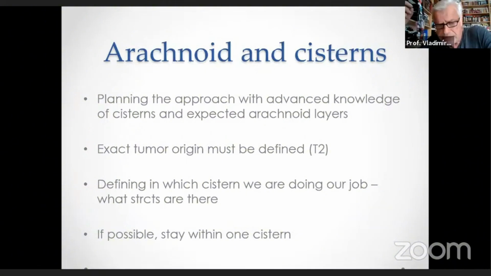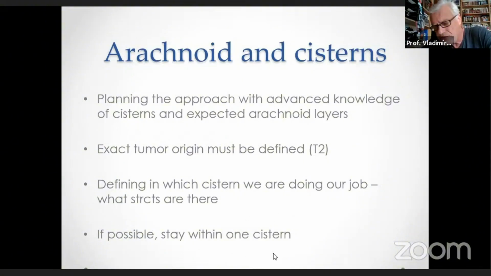What's very important is the tumor origin definition. It's on T2 images. T1 with gado is for radiologists, not for neurosurgeons. For neurosurgeons, it's T2, where you quite frequently see the exact origin of the tumor, defining in which system we are doing our job. It's throughout the surgery, and what's important, whenever possible, stay within one system.